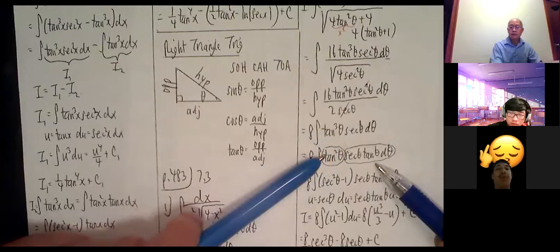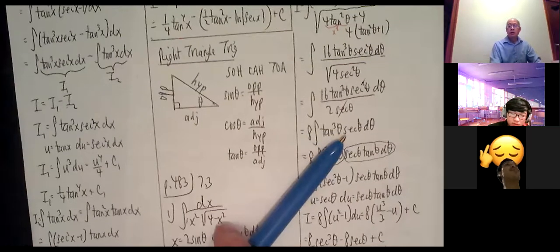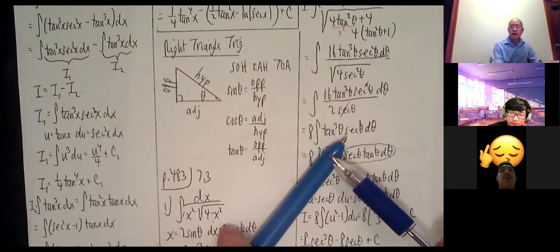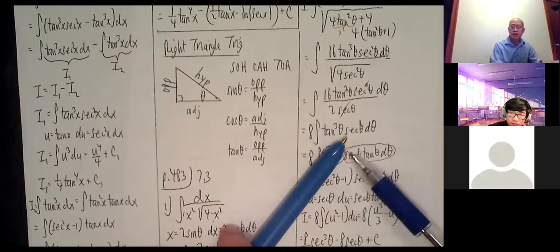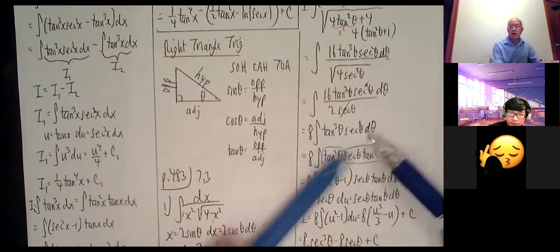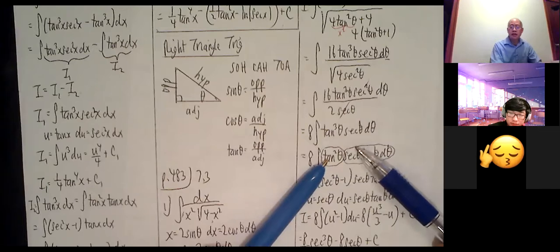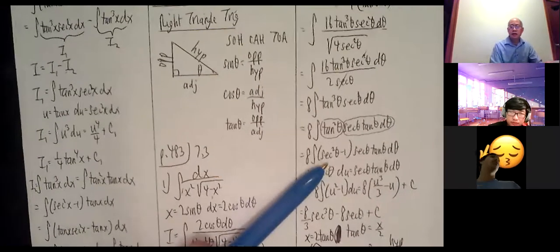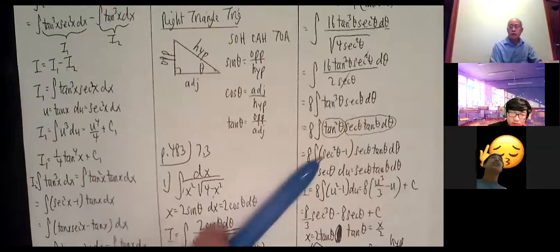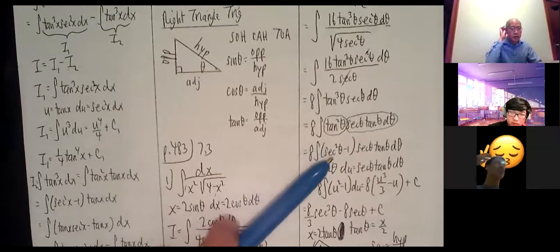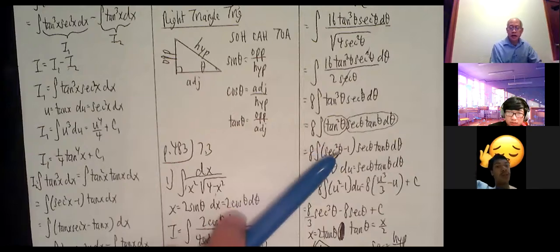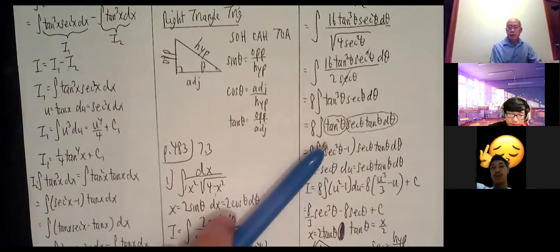times tangent squared. Okay, so this is of the nature, I want this stuff to only say secant theta, because the derivative of secant theta is secant theta tangent theta d theta. So I want this to only say secant. It's tangent squared. I use the identity secant squared theta minus 1. Okay, so tangent squared theta is secant squared theta minus 1. I now have stuff that only says secant theta. So I can do my u substitution.